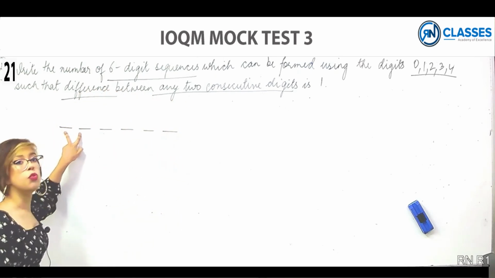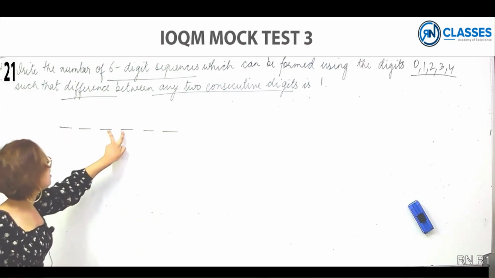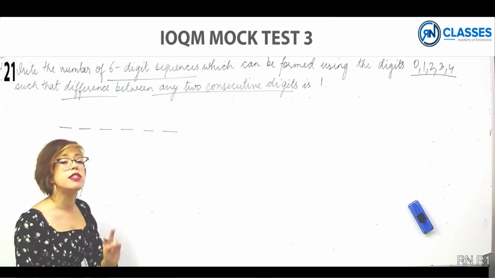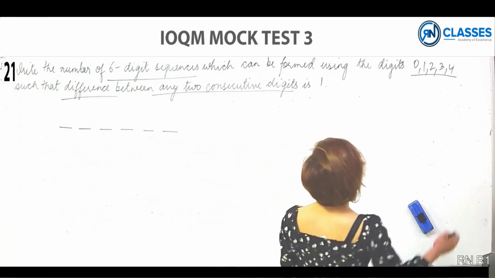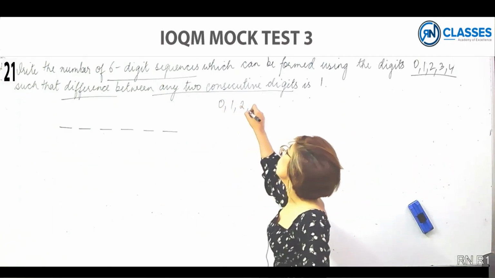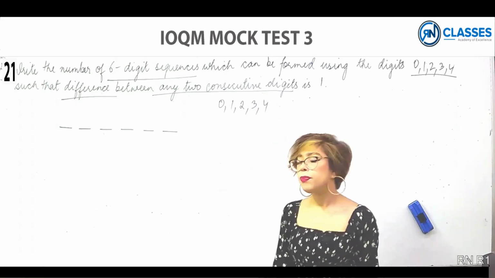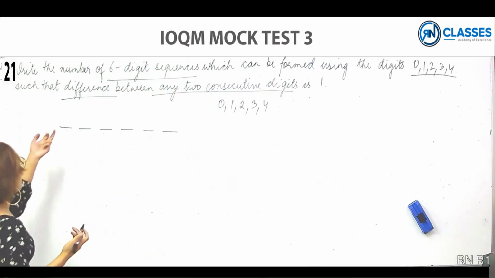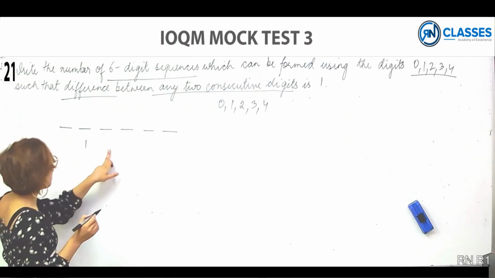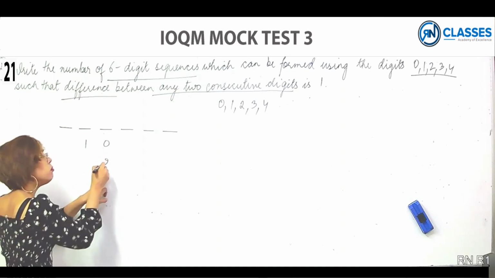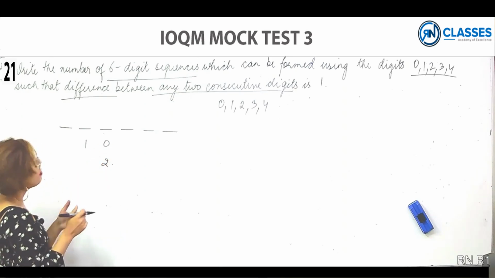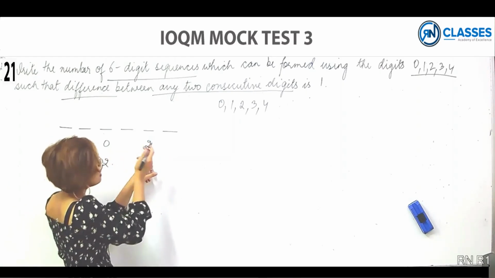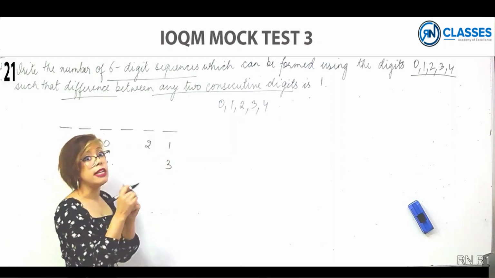So, that means if I take these two consecutive digits, the difference is 1. If I take these two, the difference is 1. If I take these two, the difference is 1. Any two consecutive digits, the difference has to be 1. Right? Now, my digits are what? 0, 1, 2, 3, and 4. Right? Now, the difference is 1. That means, if I have a number 1 over here, here either the digit can be 0 or it can be 2. Okay. Now, if suppose I have my number as 2 over here, the next digit has to be either 1 or 3. Right? Difference is 1.